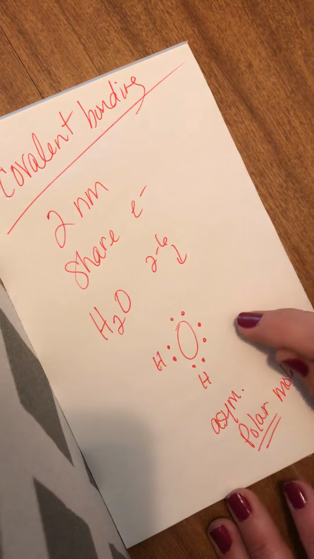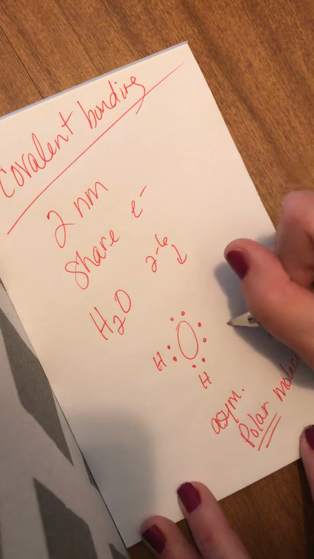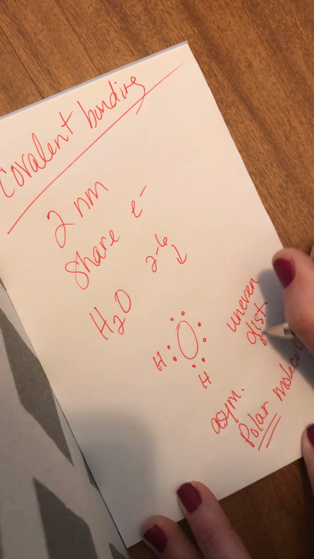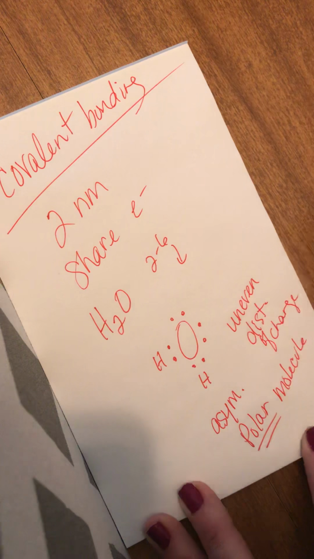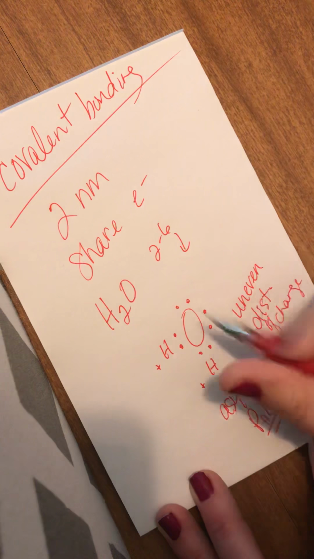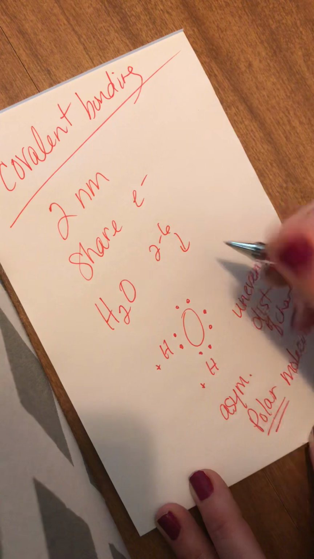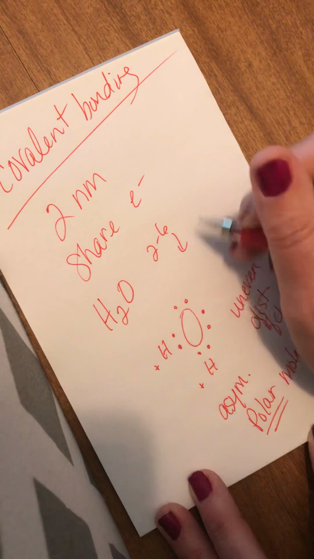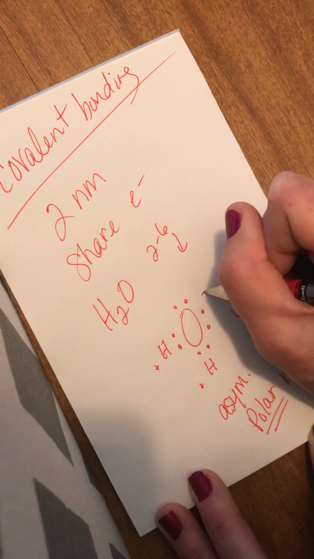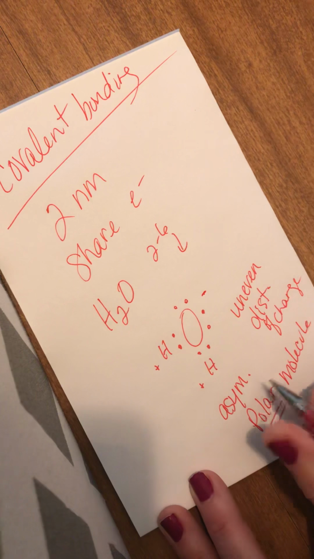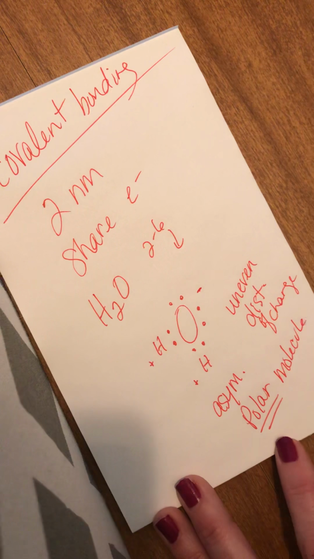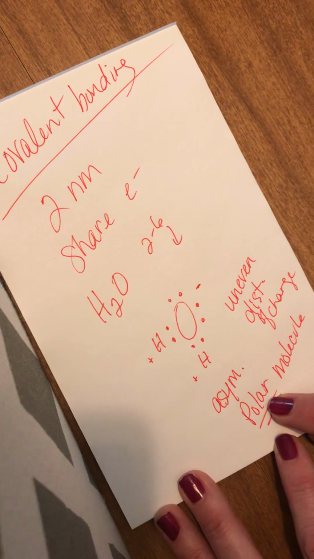That means this molecule has an uneven distribution of charge. This and this, the 2 hydrogens, will have a slight positive charge. Look at these electrons. These unshared pairs of electrons make the oxygen side of the molecule very negative. So that is why this molecule is unevenly distributed, asymmetrical, and therefore a polar molecule.